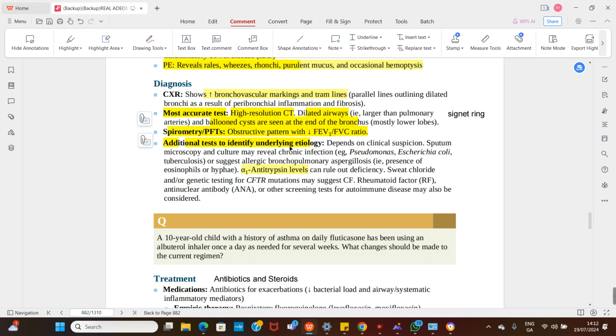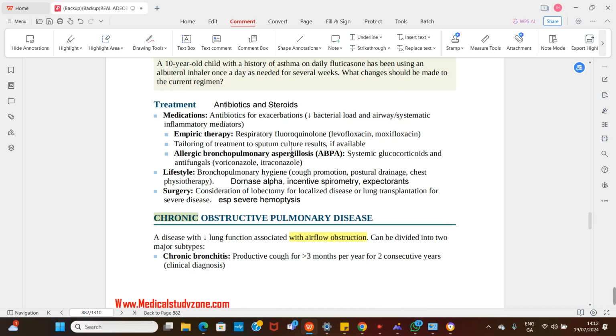We know cystic fibrosis, do a sweat chloride test. Do the genetic testing for the CFTR mutation, right? If it's autoimmune disease, do your rheumatoid factor assay. Do your ANA. That's just the way it works. You don't need to cram anything there.